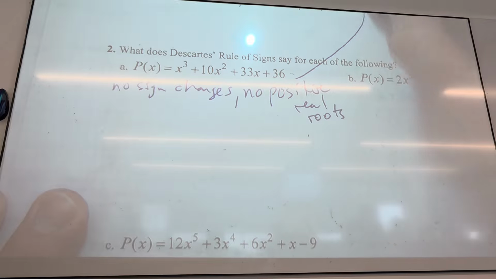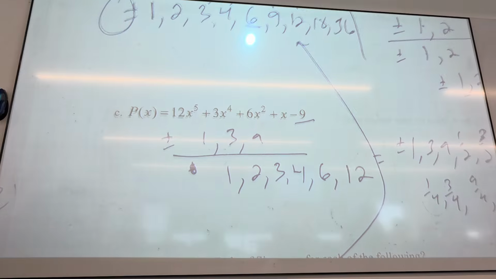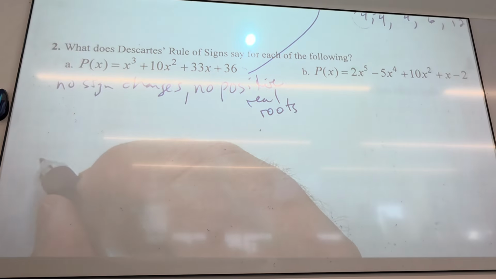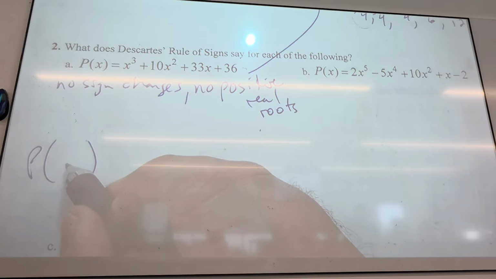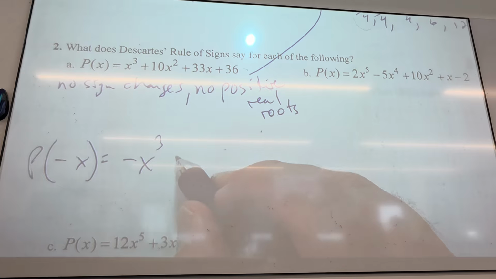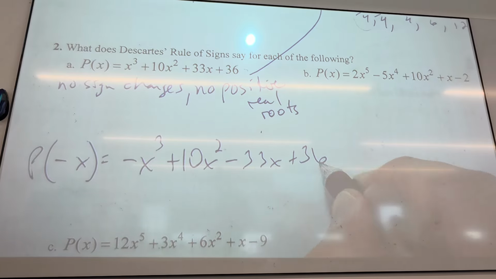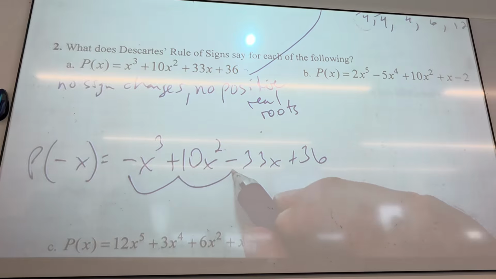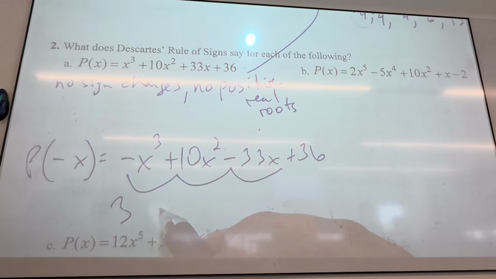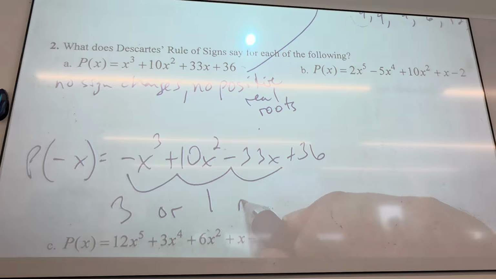So this list we made up here, I could cut it in half. I could just focus on the negatives. How do I investigate what it says about negatives? So every odd one changes sign, every even one stays the same sign. How many sign changes now? 3. And then I can say, or 2 of them might be complex, so 3 or 1 negative.